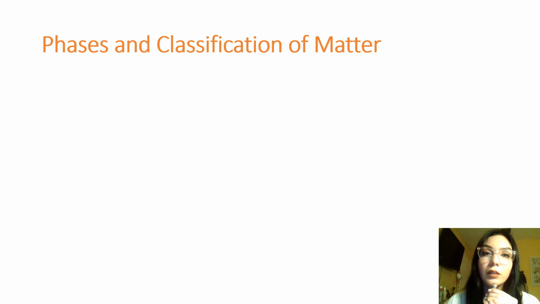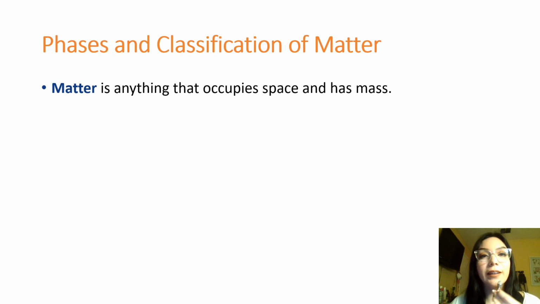So to start talking about the actual chemistry topics, we're first going to talk about matter. Matter is anything that occupies space and has mass. Now, if you're confused about what "has mass" means, the way that you can think about it is that you can put it on a scale and it'll have a certain weight associated with it.